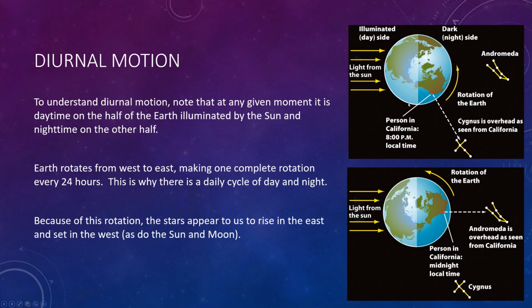So here's light from the sun coming in from the left, and the Earth rotating in a counterclockwise direction. So let's say you're an observer, looks like in Southern California, perhaps in Los Angeles, and you're viewing Cygnus. Cygnus, the constellation, is directly overhead. But 4 hours later, the Earth has rotated, and now Andromeda is directly overhead, not Cygnus anymore. So it appears like the stars streaked across the sky as a result. And this is what is known as diurnal motion.